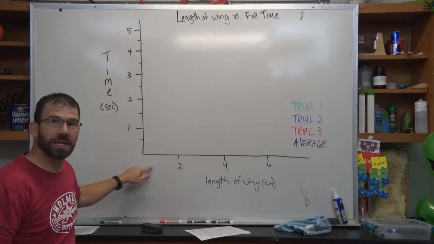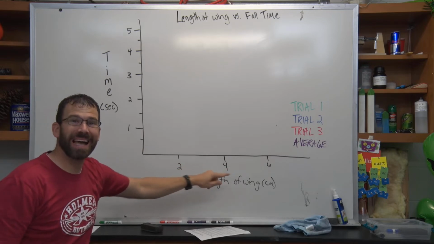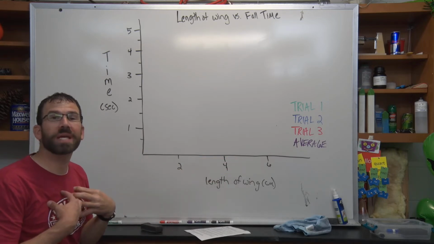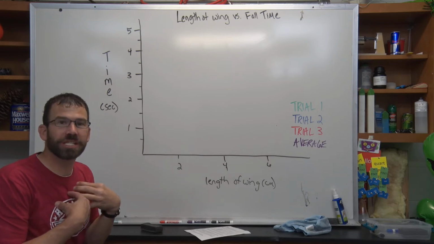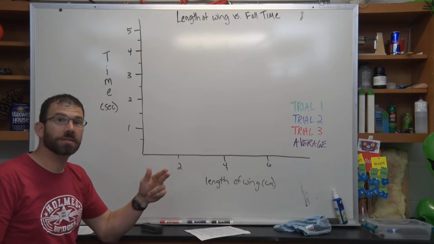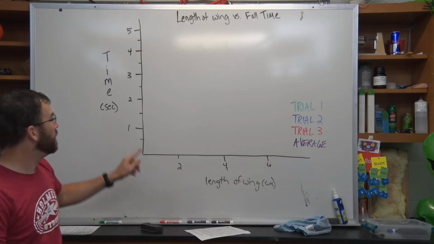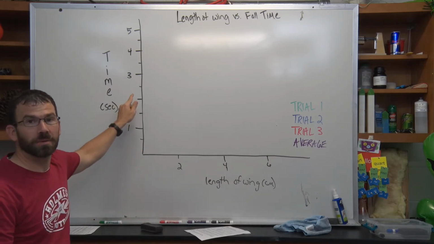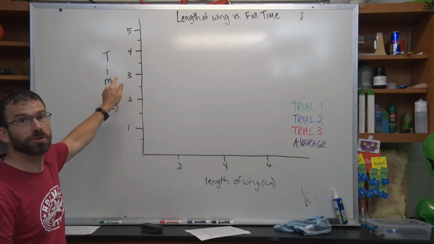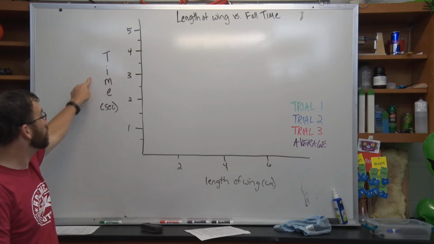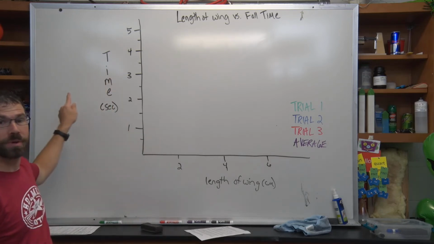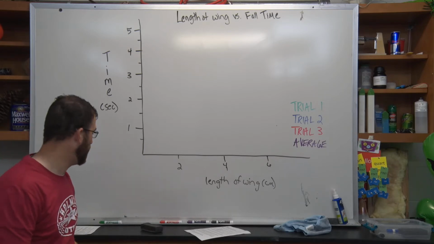Dependent, responding, y-axis. Manipulated, independent, x-axis. The manipulated is what we changed. What did I change during the experiment? I changed the length of the wing. I cut it to make it shorter. The responding variable, the dependent variable that goes along the y-axis, is going to be time. This is what I changed, and this is what responded to what I changed.